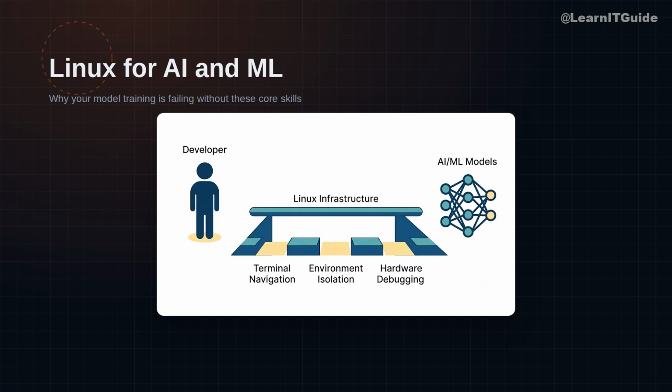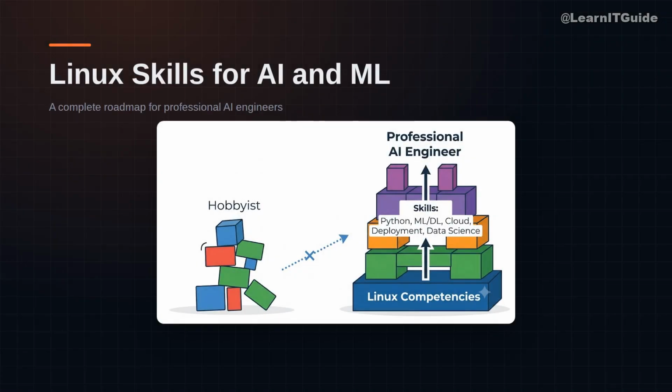Because most modern ML infrastructure runs on Linux, and if you cannot navigate the terminal, manage environment isolation, or debug hardware-level driver issues, you are effectively locked out of production-grade AI development. This is more critical than you think, as one misconfigured library path can derail a week-long model training job. This is the definitive guide to the Linux competencies that separate hobbyists from professional AI engineers.